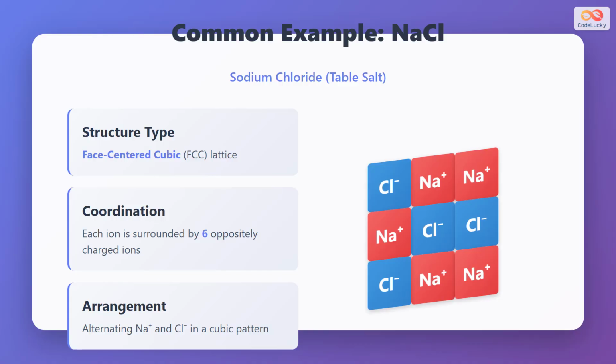Sodium chloride is the classic example of an ionic crystal lattice. Its structure type is called face-centered cubic, abbreviated FCC. In this arrangement, ions occupy not only the corners of a cube, but also the centers of each face. The coordination number in sodium chloride is 6, meaning each ion is surrounded by 6 oppositely charged ions. The sodium cations and chloride anions alternate in a cubic pattern, creating a highly symmetrical and stable structure. This specific arrangement explains many of the physical properties we observe in table salt, from its cubic crystal shape to its high melting point.